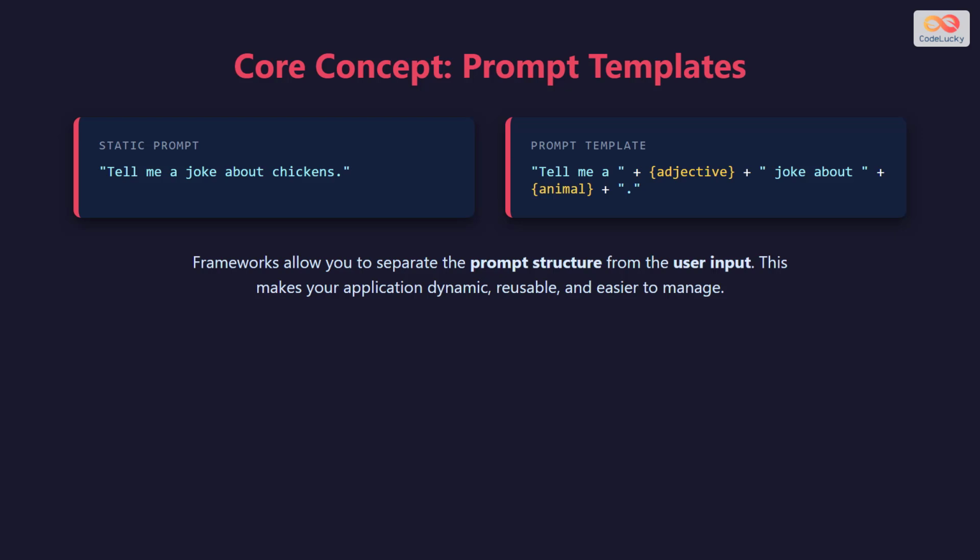Let's look at the building blocks. First up are prompt templates. In a real application, you don't hardcode the text you send to the AI. Instead, you create dynamic templates. For example, instead of writing, "Tell me a joke about chickens," you create a template that accepts variables like an adjective and an animal. This makes your application flexible and reusable.